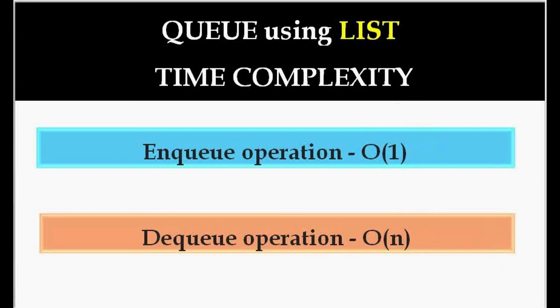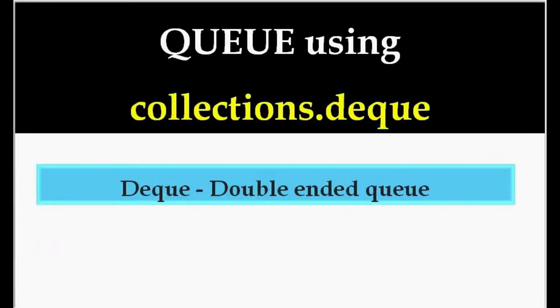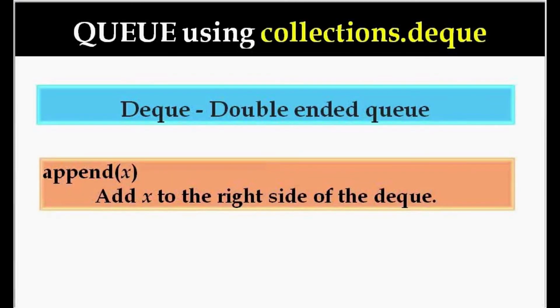For an efficient implementation of a queue, we can make use of collections.deque. Deque stands for double-ended queue, and it is implemented with a doubly linked list. We can use the popleft method to perform the dequeue operation efficiently in order of 1 time complexity. This deque is designed to have fast appends and pops from both ends, and it supports memory efficient appends and pops from either side of the deque. And it has many methods.